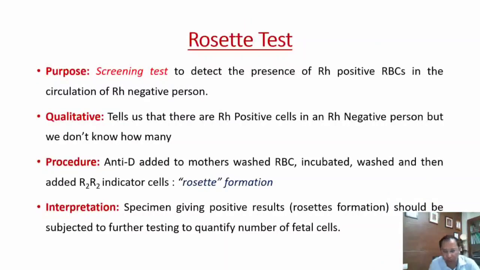What is a Rosette test? It is a screening test to detect the presence of Rh positive RBCs in the circulation of an Rh negative person. It is a qualitative test, that means a yes or no test. It will tell you whether the fetomaternal hemorrhage is present or not. The procedure involves anti-D being added to the mother's washed RBCs. It is incubated, washed, and then R2 indicator cells are added. The rosette formation takes place, and if the specimen is giving a positive result, there will be rosette formation.